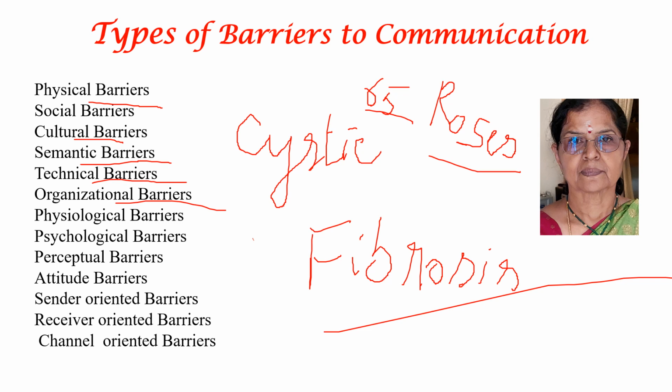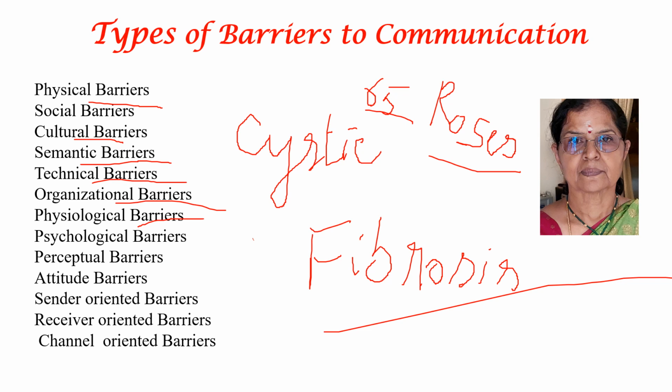And then come the physiological barriers. Physiological refers to the physiology, meaning the functioning of the body. So if some part of the body is not functioning properly, like deafness, dumbness, stammering or mental retardedness, all this may result in the message not being delivered correctly or not being understood correctly. And these are all physiological barriers.